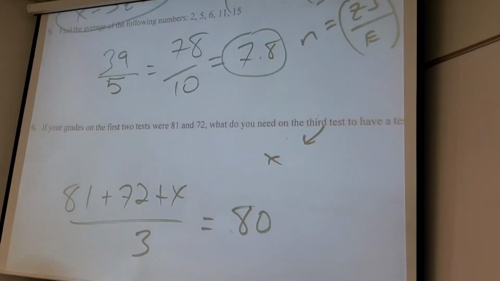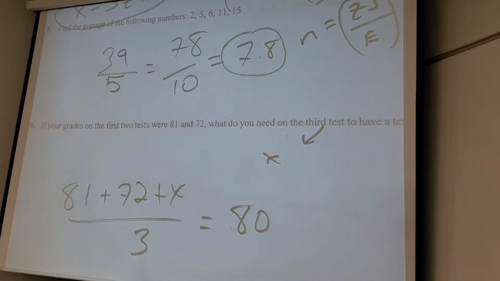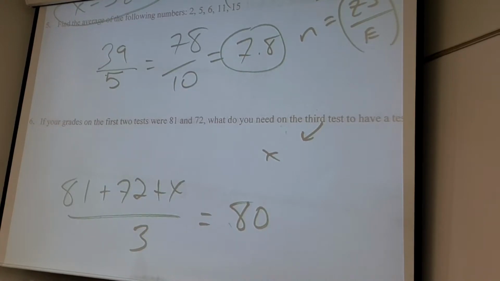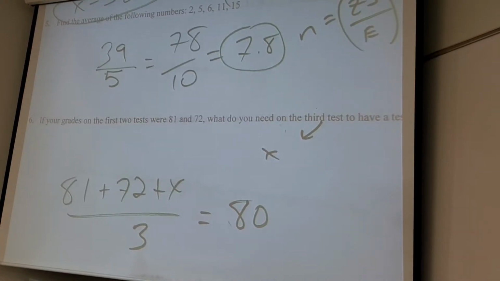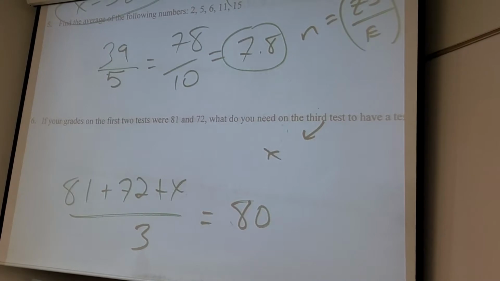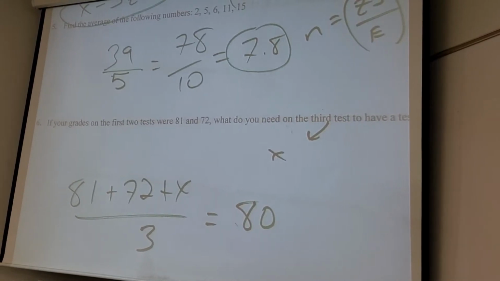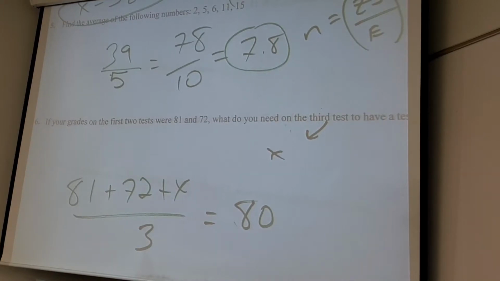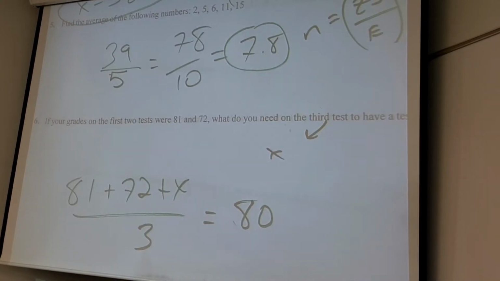Now let me ask you this. Why is this next thing going to make sense? If I know that three numbers average to be 80, what do they have to add up to be? 240, because what do you divide by 3 to get 80? 240. So the next step, 3 times 80 is 240. So I know they have to add to be 240. And that's what the next step of the algebra does for us. It goes, oh look.